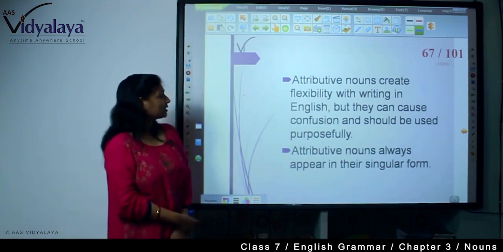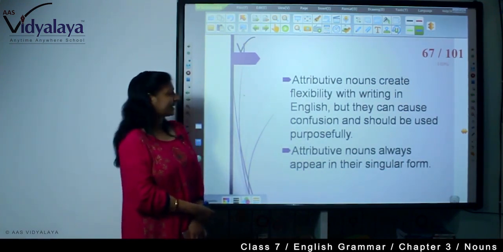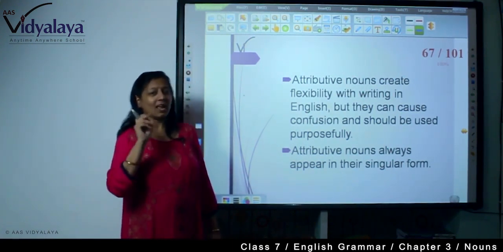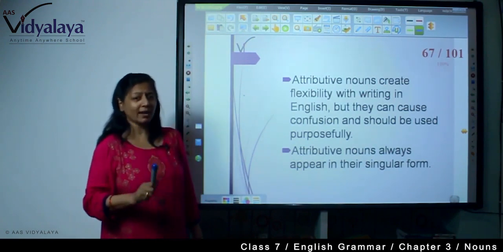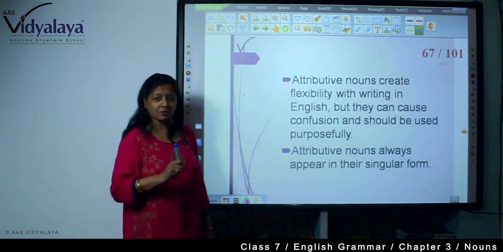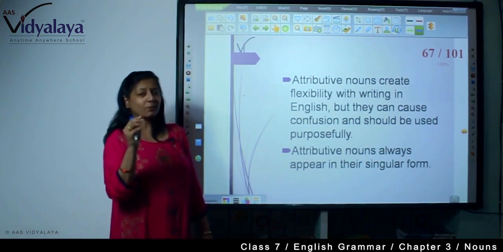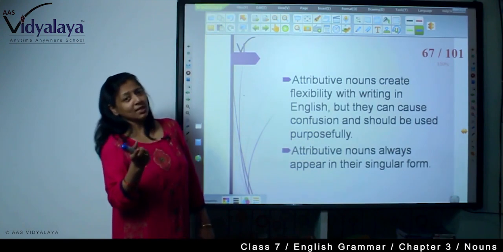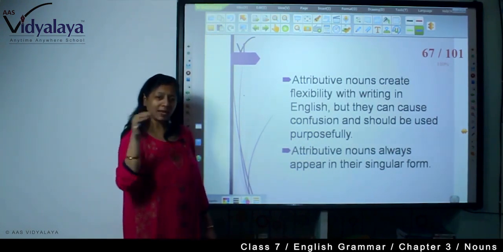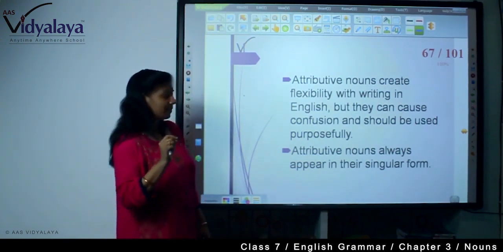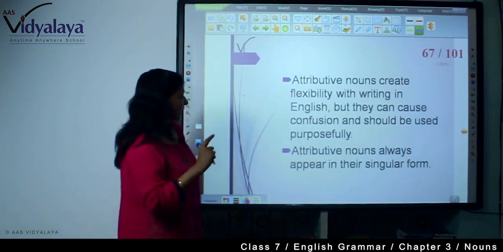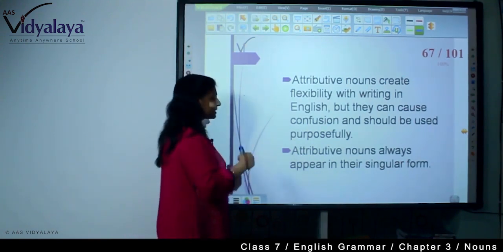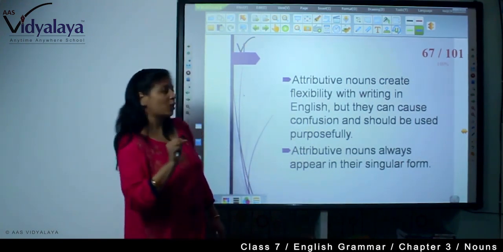Attributive nouns create flexibility with writing in English, but they can cause confusion and should be used purposefully. Only if there is a purpose, for example writing within 100 or 200 words, do you use attributive nouns. Otherwise, you make the sense clear by writing longer lines. Here, attributive nouns always appear in their singular form. Now, second is that they are always in singular form.